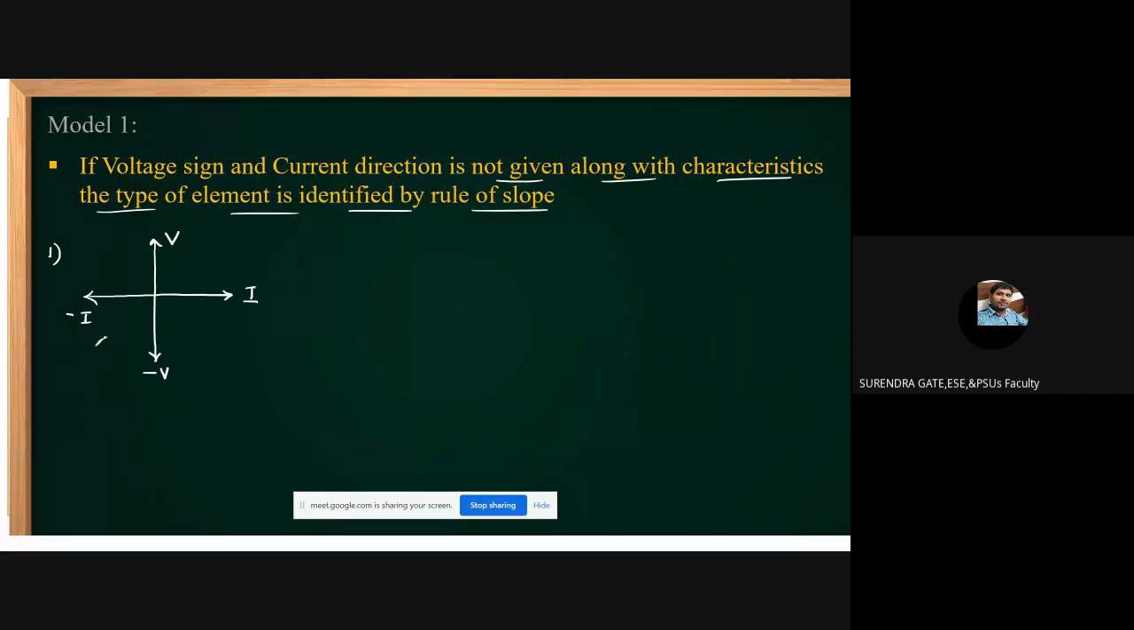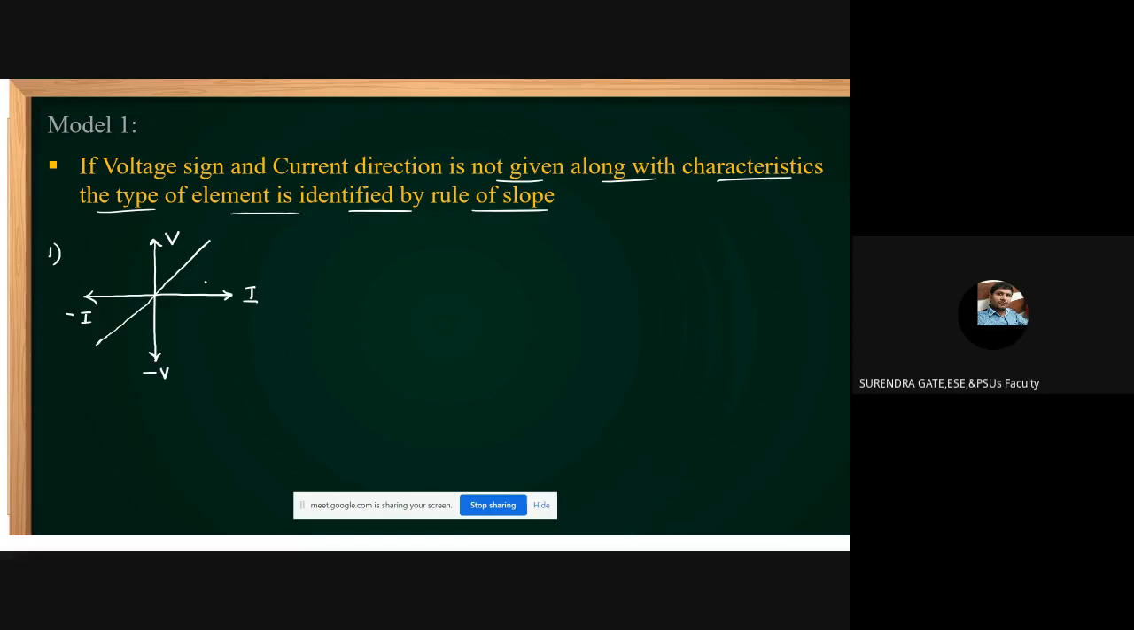But here, along with characteristics, the sign indication is not given, just the characteristics only. Then identify the type of element. Is it an active element or a passive element? I'm talking about the active and passive element. Still now, I'm talking about only active and passive elements. I have not started linear, non-linear and all this. I'm explaining only active and passive.